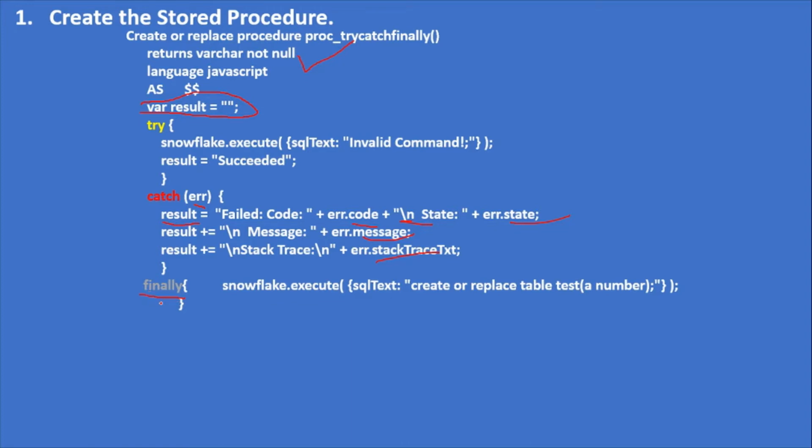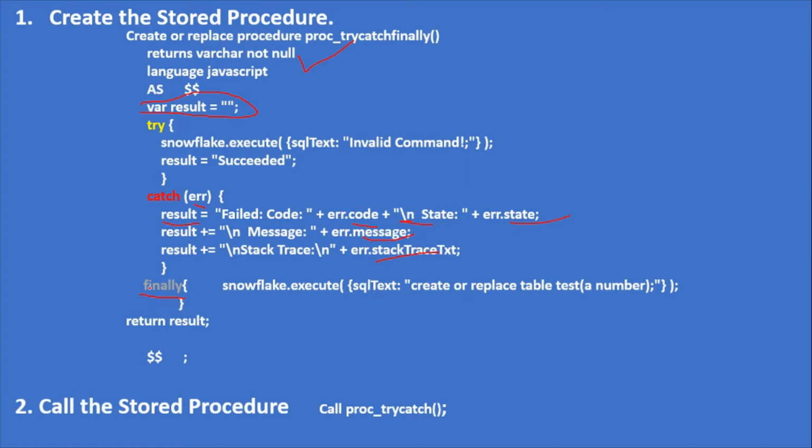The reason is, if you keep the statements inside the finally block, irrespective of whether the procedure has been successfully executed or throws an exception, this finally block will be executed. And return result dollar dollar end. This is the procedure to create with try catch finally blocks. And after that we call the stored procedure by using the call statement. Let's see the same in action, or demo.